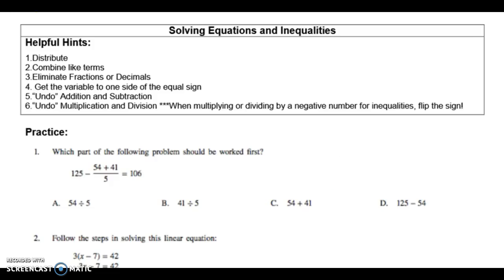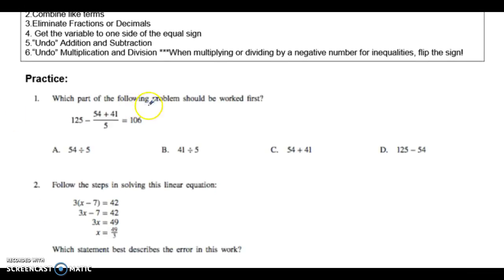Next, we'll talk about the solving equations and inequalities page. The practice problem said which part of the following problem should be worked first. When it says worked, it means which part should be evaluated first. And in this case, we're going to use PEMDAS, parentheses first.